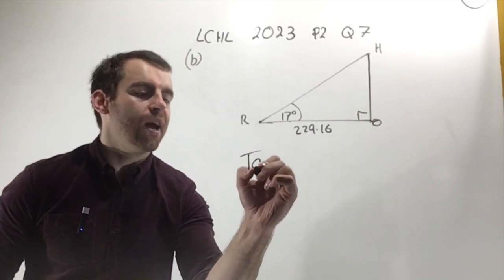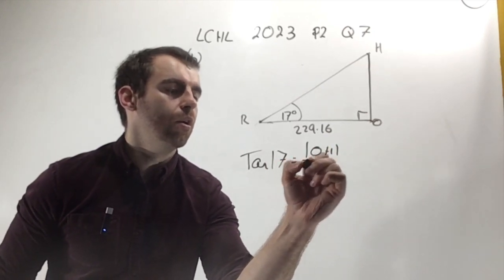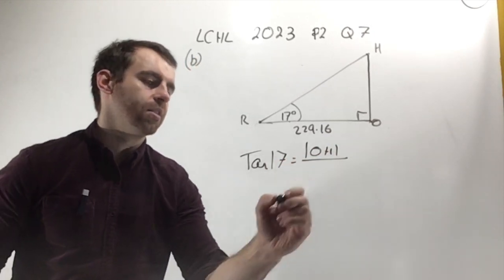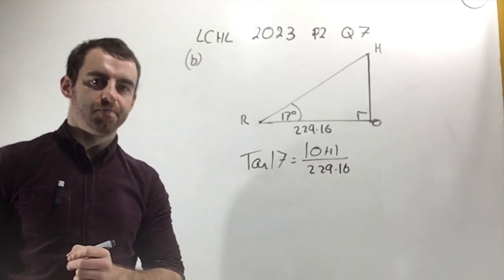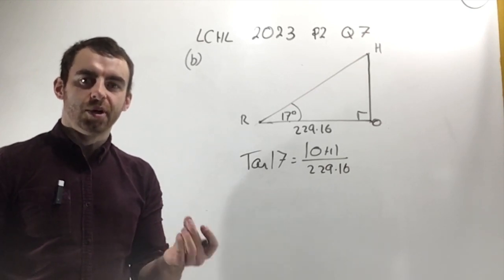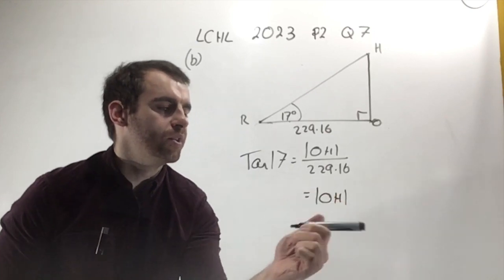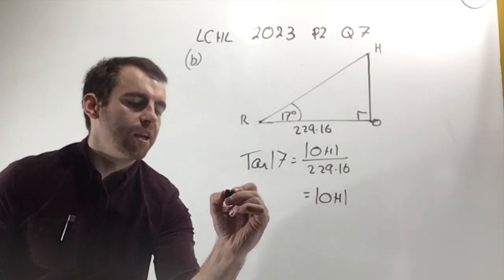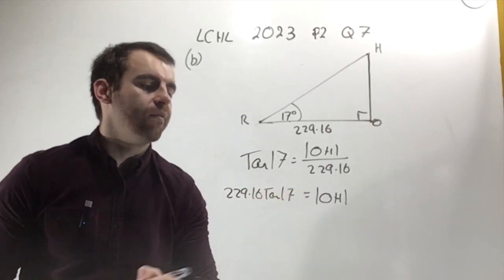I know that the tan of an angle is equal to the opposite, which in this case we'll call OH, divided by the adjacent. And the adjacent in this case is 229.16. So in order to get OH on its own, we just multiply both sides by 229.16. If I multiply the right by 229.16, I just get OH. And on the left, we get 229.16 times the tan of 17.